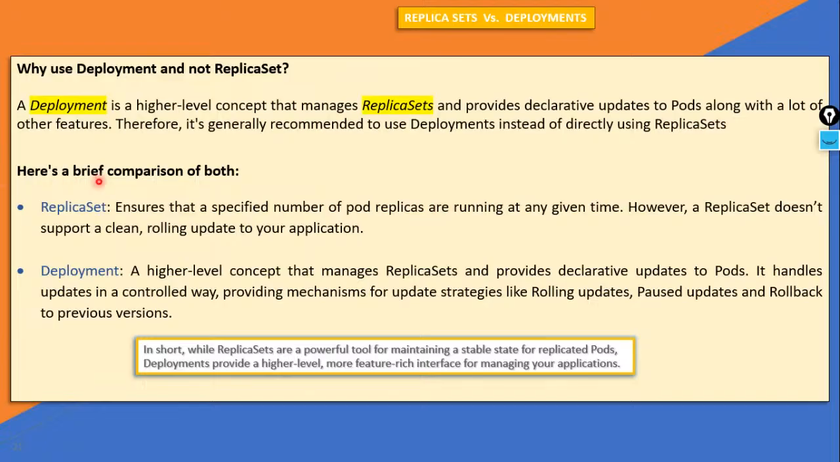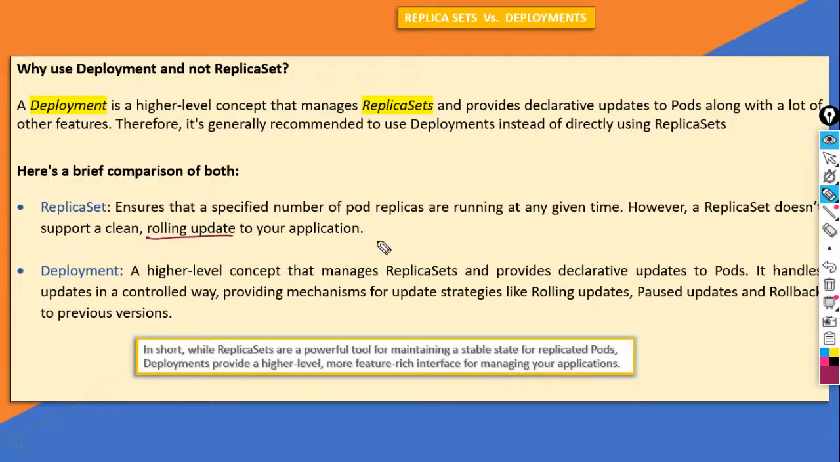Here is a brief comparison of the both. A replica set ensures that a specified number of pod replicas are running at any given time. However, a replica set does not support a clean rolling update. This is very, very important for you. This is an interview question. Why do you not use replica set? Because it cannot support a rolling update.